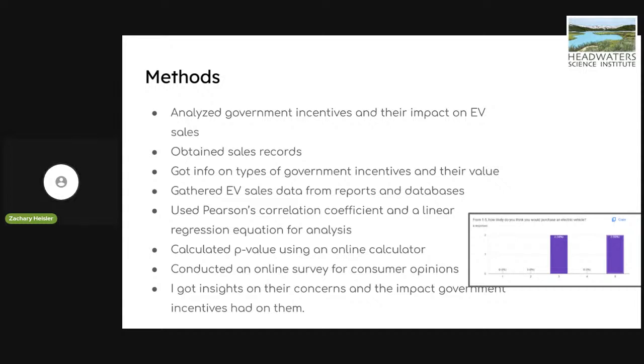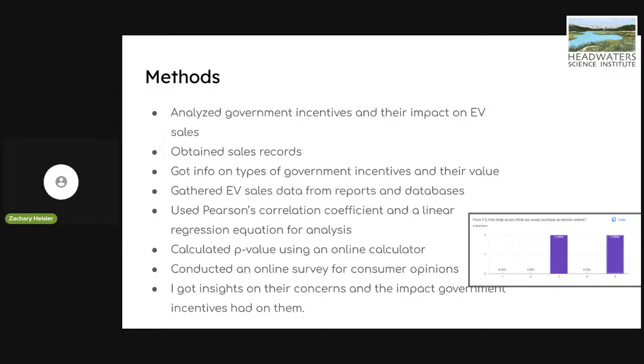My methods. I conducted an analysis of how government incentives impact EV sales by examining public domains and publicly available data. This involved evaluating various incentives and their effectiveness in promoting EV adoption. A major database I found was the 2024 EV sales records for the U.S. Department of Treasury. They provided insight into market trends and the role of financial incentives in consumer purchasing decisions. Then I gathered data on the types of monetary values and government incentives, like tax credits, rebates, grants, subsidies, and I tried to understand how these financial benefits influence EV sales.